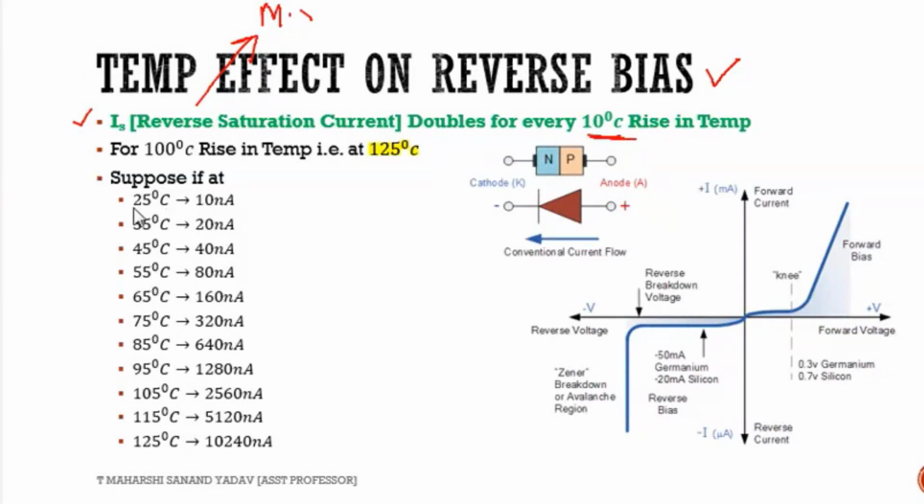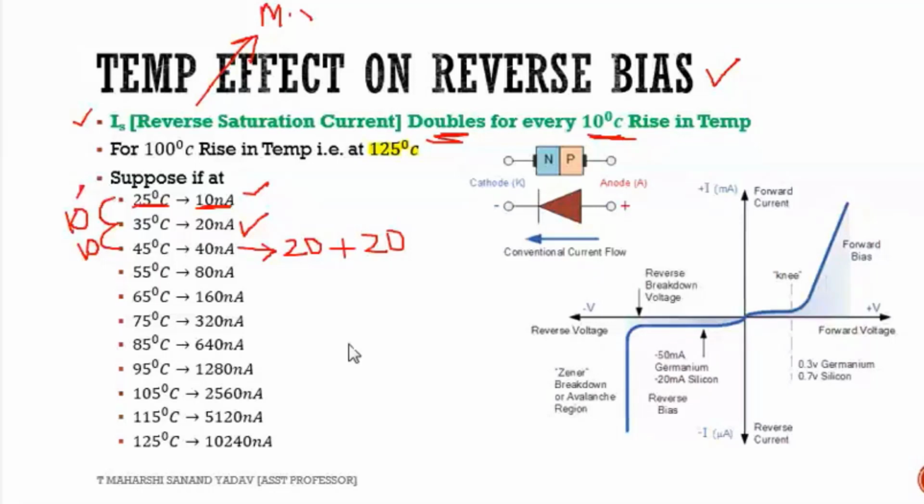Means see, this is the example. Suppose initially I'm considering 25 degrees centigrade, and at 25 degrees centigrade there is 10 nanoamperes of current. Now I'm trying to increase the temperature. For every 10 degrees centigrade, 25 plus 10 gives 35, right? So there is a 10 degree rise in temperature. Now what will happen to the current? It is getting doubled: 10 plus 10, so I got 20 nanoamperes. Now again from 35 I'm increasing the temperature by 10 degrees, so the current doubles again: 20 plus 20 gives 40. Clear? So the current is getting doubled for every 10 degrees centigrade rise in temperature.